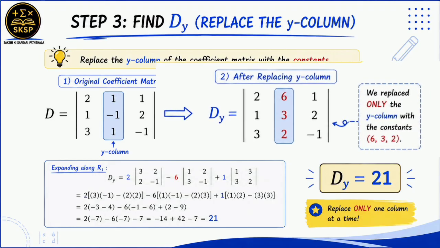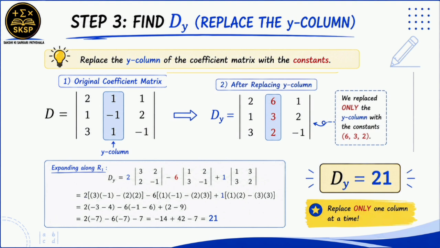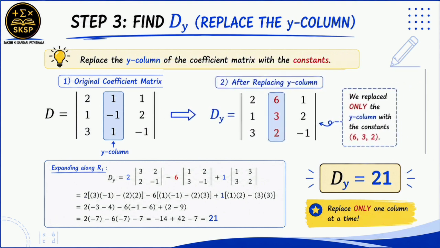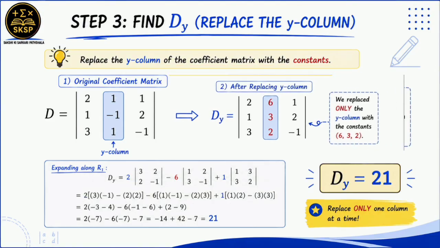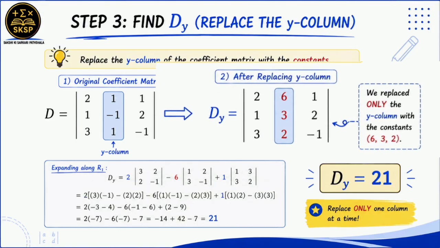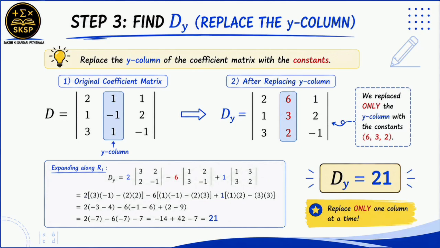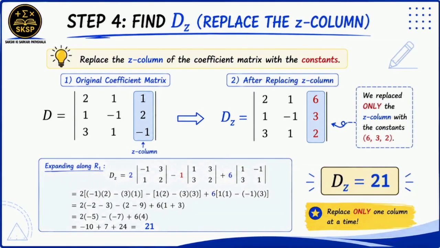Here we have replaced the second column, but in Dx we replaced the first column. The first column holds the coefficients of the x variable, and the second column holds the coefficients of the y variable in all three given equations. So in Dy we do not change the first or the third column. After calculating Dy using the same process, we get the value of Dy as 2.